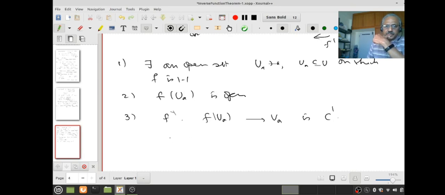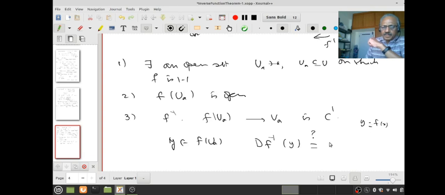If it is differentiable, then you can ask for y in f of UA, then d f inverse, the derivative of this at which point? At y. What is it? That should be a linear map from Rn to Rn, right? But remember, y is in f of UA, and since f maps UA bijectively onto f of UA, there is a unique x so that y equals fx. Then let us look at fx and its inverse. That means for each x in UA, dfx is also invertible. Do you understand this? Then only this will make sense.